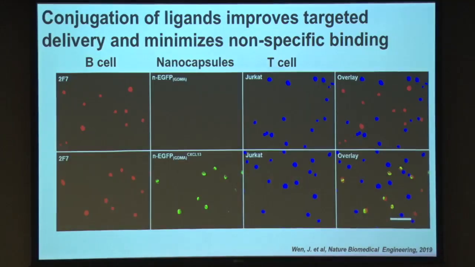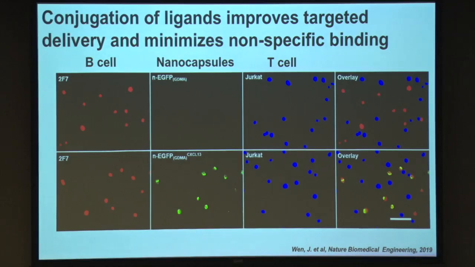And then the next question is how specific this is, whether there's other non-specific binding. So this is a demonstration in vitro where we co-culture B cells and T cells, and then we add nanocapsule. This is without ligands, and this is with the ligands on it. After washing, if there are no ligands, the nanocapsules won't stay, and they are all washed out. However, with the target ligands, we can see the nanocapsule very specifically binding to the B cells, not T cells.